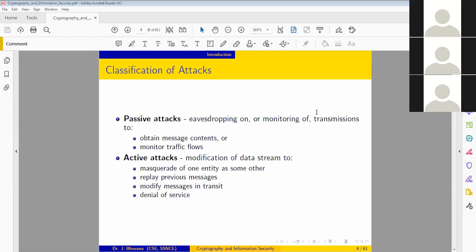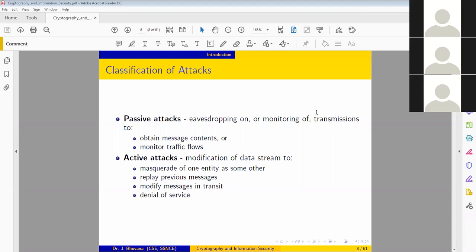So what are the possible active attacks that can happen over the data being transmitted? Masquerading. Masquerading is impersonation. What is impersonation? It means you claim yourself as somebody else, you act as somebody else, and you talk to the authorized person and communicate with them, claiming yourself as the actual sender of the communication.